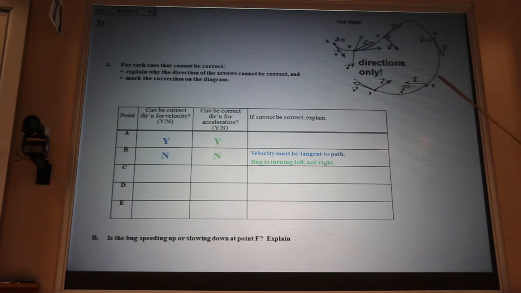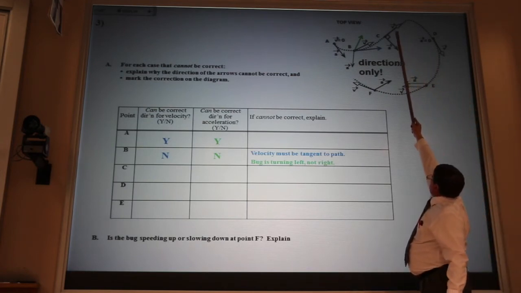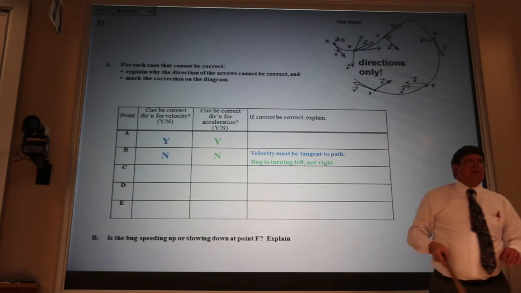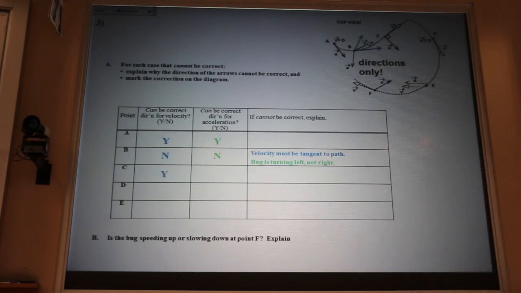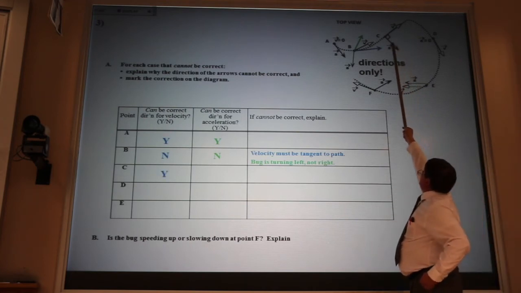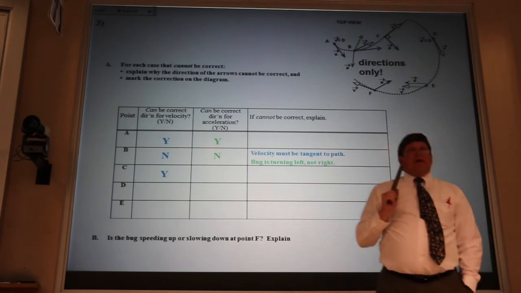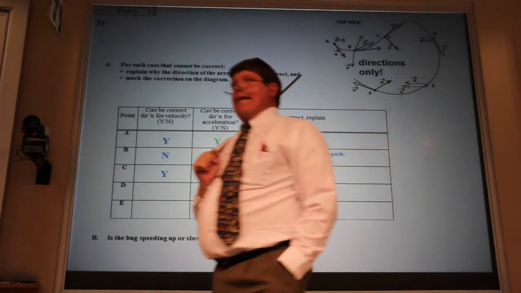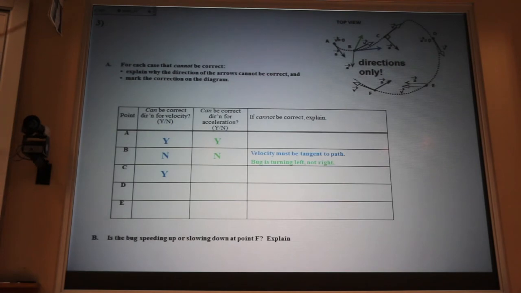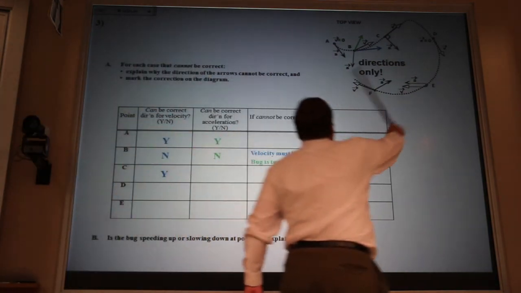Now, what about that velocity vector at C? Is that good? That's good. Now, what about that acceleration there? That's 90 degrees. 90 degrees is cruise control. That's okay, right? No. 90 degrees is cruise control and turning. Is that bug turning? No, that's a straight track.